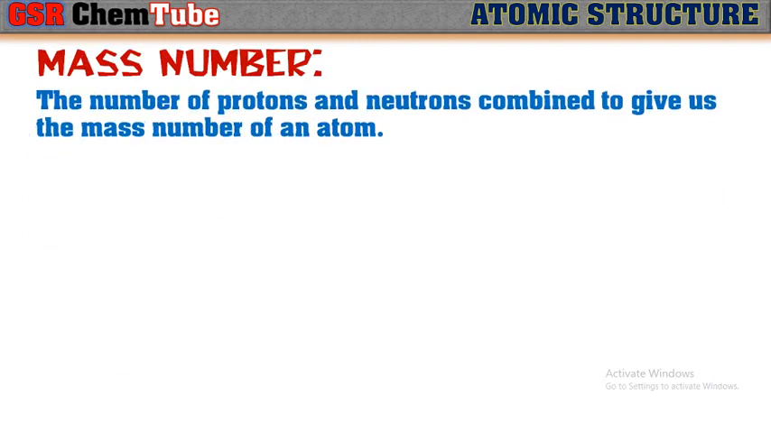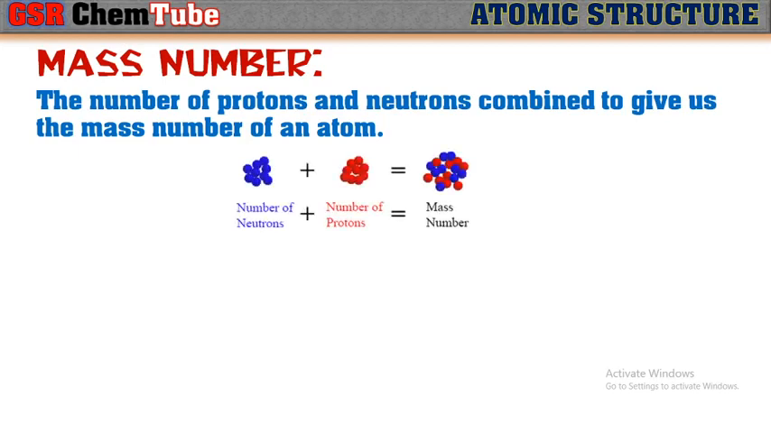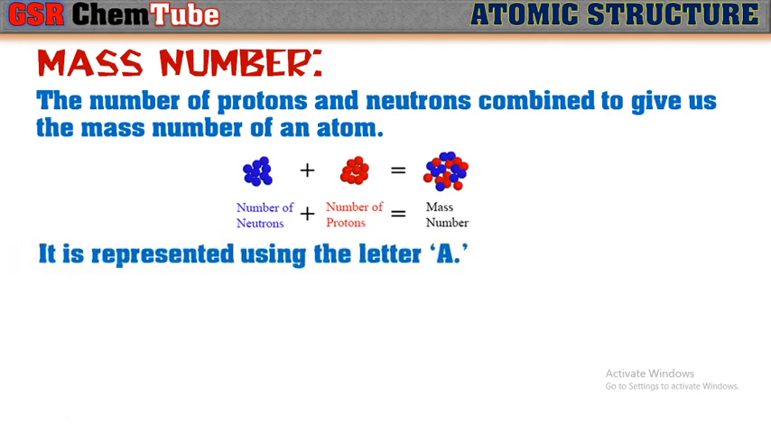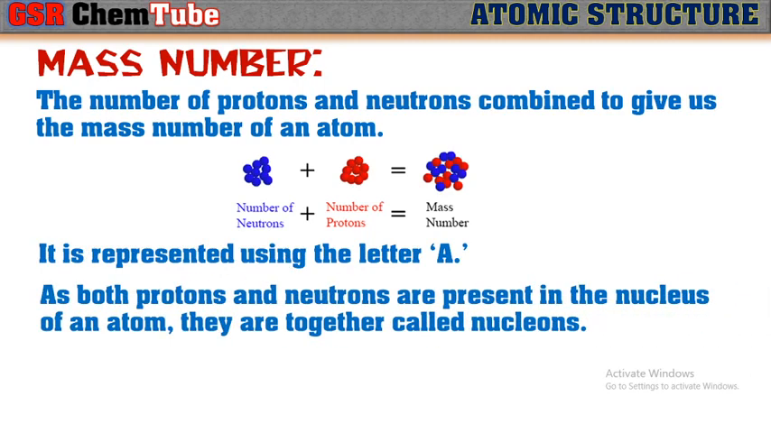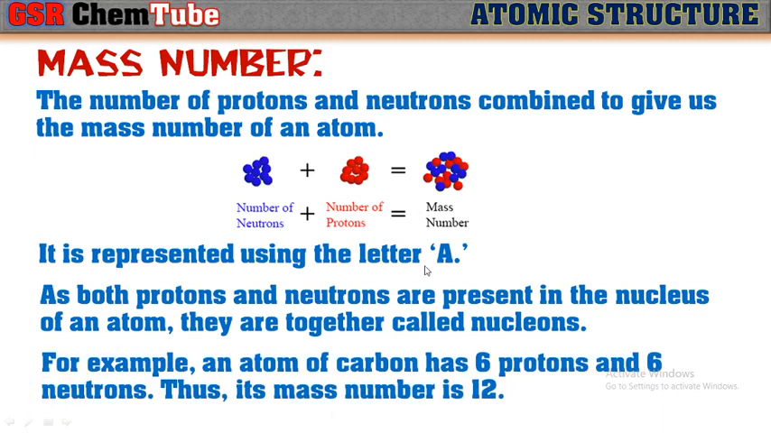Next, mass number. The number of protons and neutrons combined gives the mass number of an atom. So the number of protons plus neutrons gives the total mass number of that element or atom. It is represented with the letter A. As both protons and neutrons are present in the nucleus, they are also called nucleons. So the number of nucleons of an atom is also called its mass number. For example, an atom of carbon has 6 protons and 6 neutrons. Thus, the mass number of that carbon is 12.